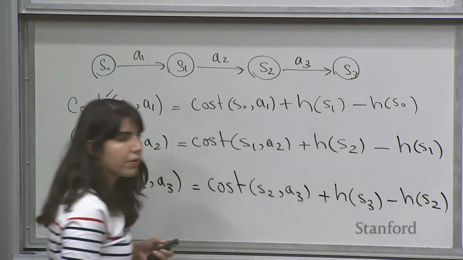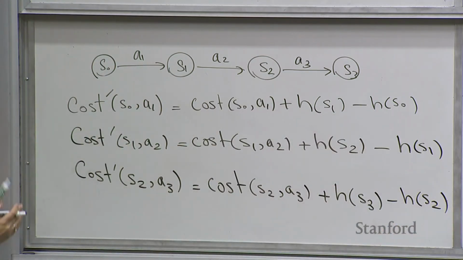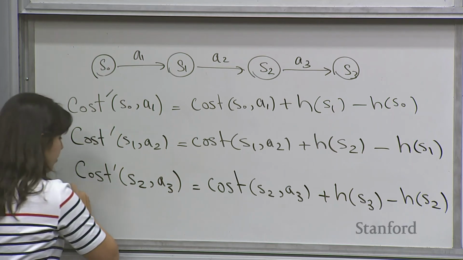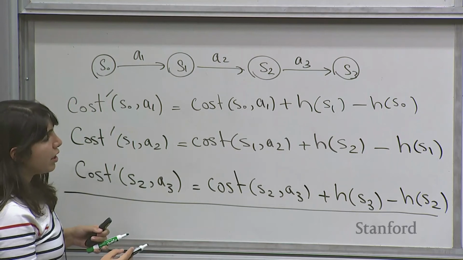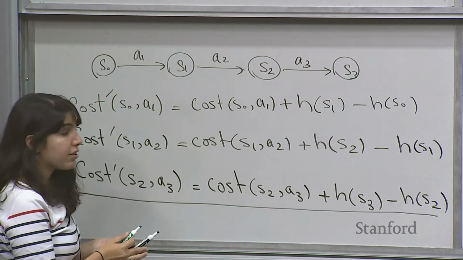Okay, so I just wrote up all these costs. If I'm talking about the cost of a path, then it's just these costs added up, right? So if I add up these costs, what happens? A bunch of things get canceled out, right?